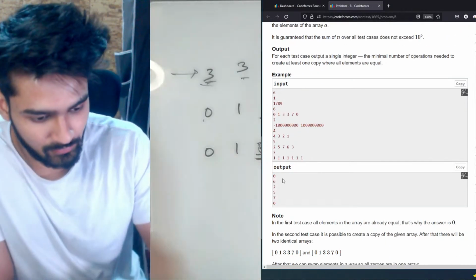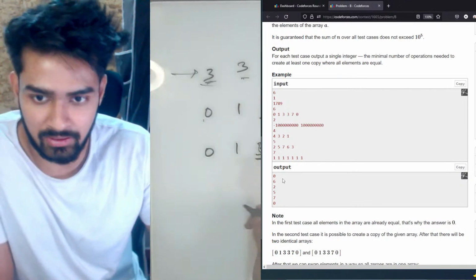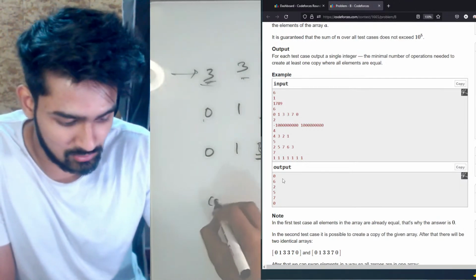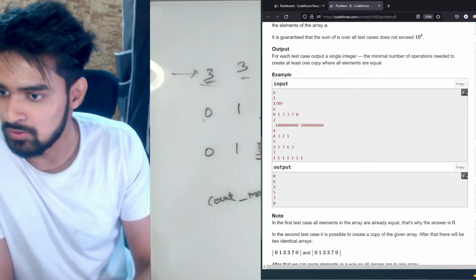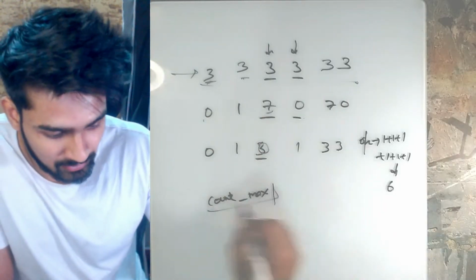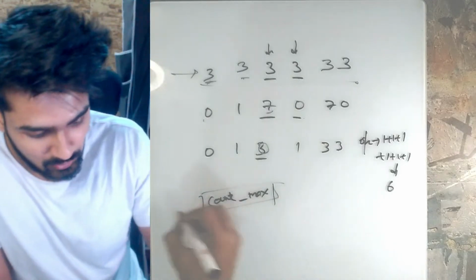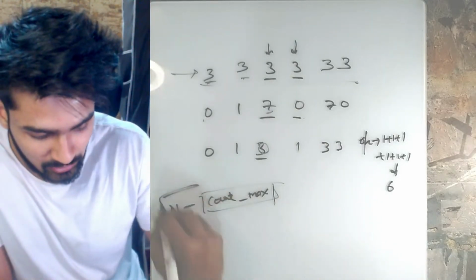So how to do this? The first thing that you have to do is find the max element. Find the count of the max element. So you need to find the count of the max element first. Okay, so when you have the count of the maximum element, now you need to find how many more positions you need to fill.